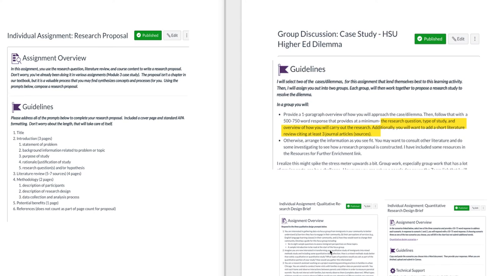And then here's the good news, right? In weeks 4 and 5, you did some qualitative and quantitative research design briefs that gave you more experience, specifically looking at the methodology and how you would flesh that out.